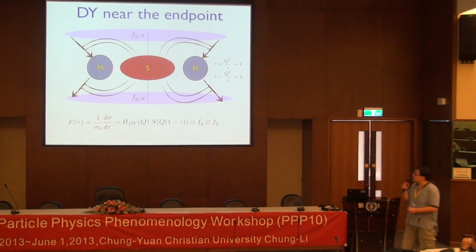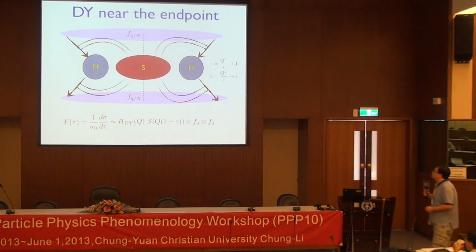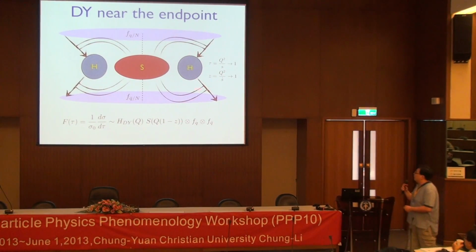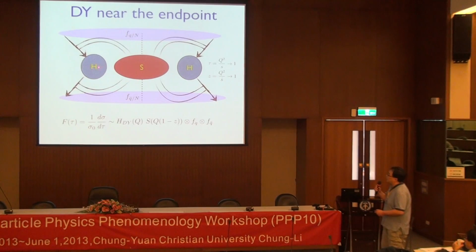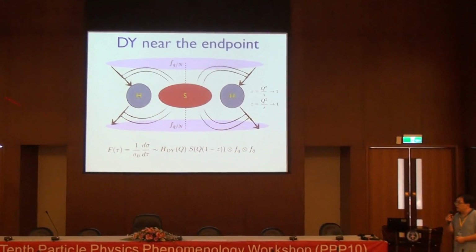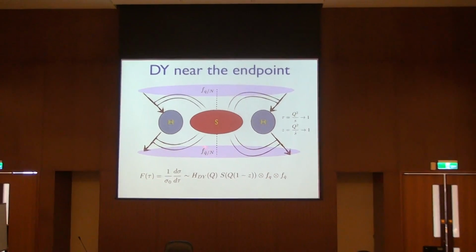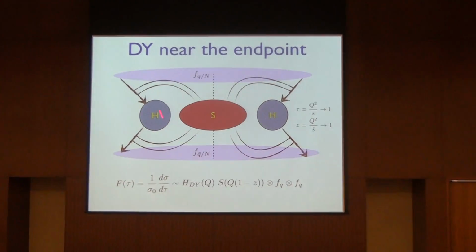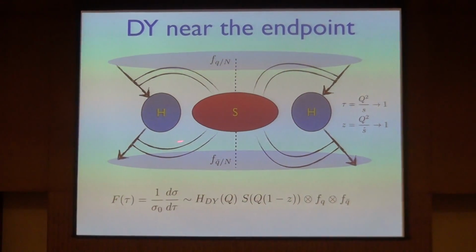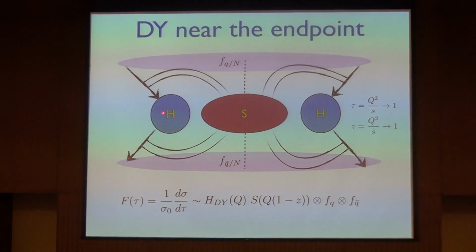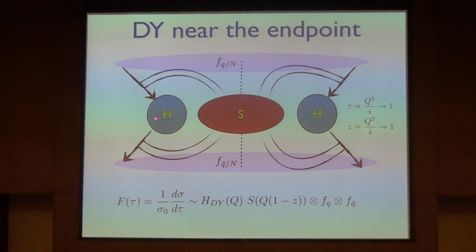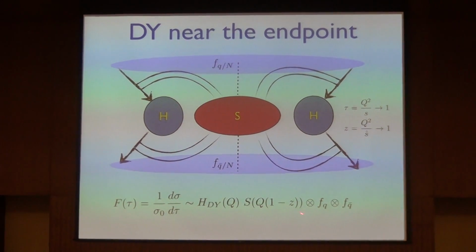This is the center of mass scale for the incoming particles. If we consider this limit, the produced lepton pair takes most of the energy from the incoming particles, so the remaining hadron final state becomes soft. Also, the hard part becomes shrunk, and it only includes the virtual interactions between the two incoming particles.